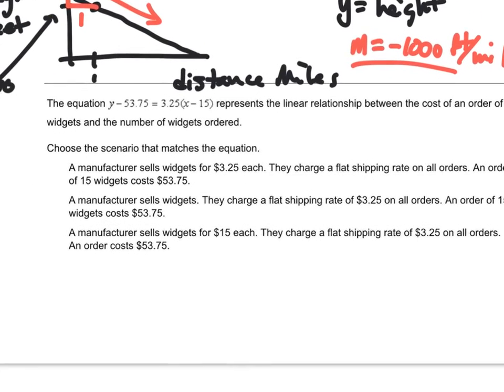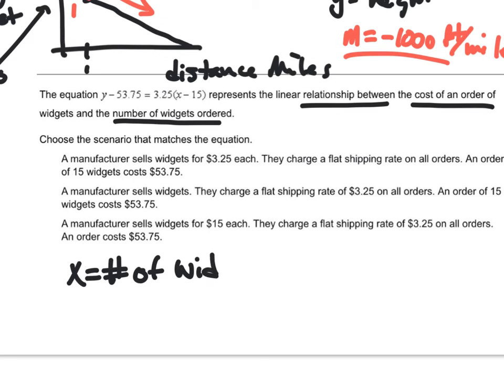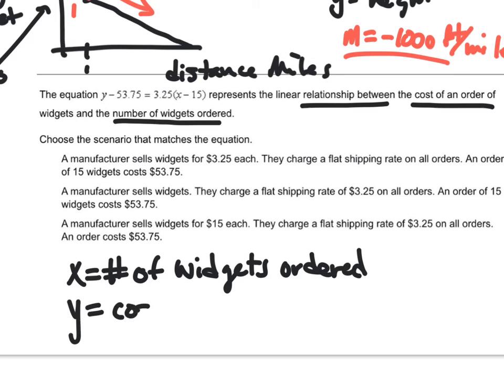Okay. All right, next one, it says the equation y minus 53.75 is equal to 3.25 times x minus 15 represents a linear relationship between the cost of an order of widgets and the number of widgets ordered. Now, here's what it says, a relationship between the cost of an order and the number of widgets ordered. So what we know is that x is equal to the number of widgets ordered and y is equal to the cost of an order. So that's what we know.